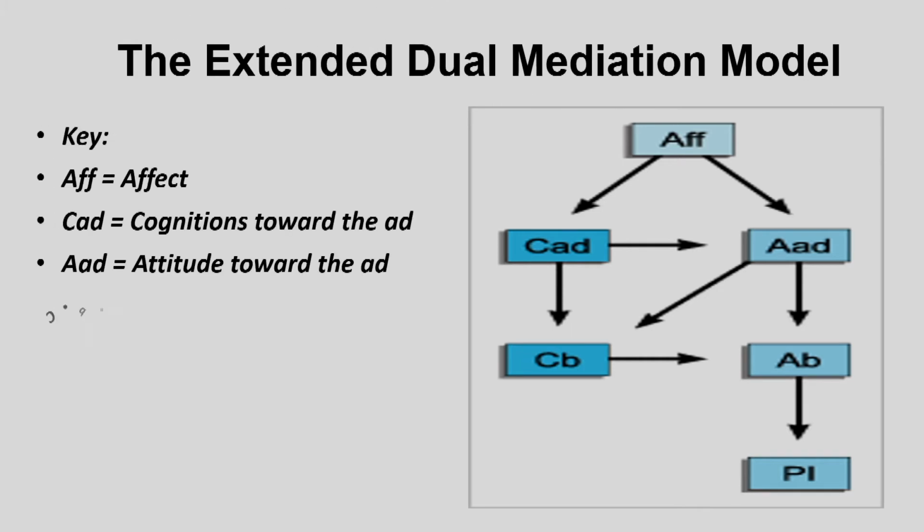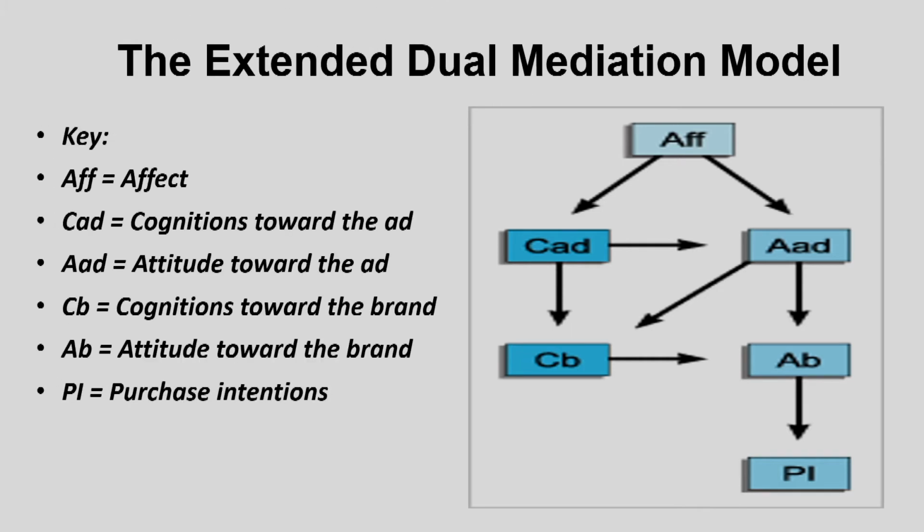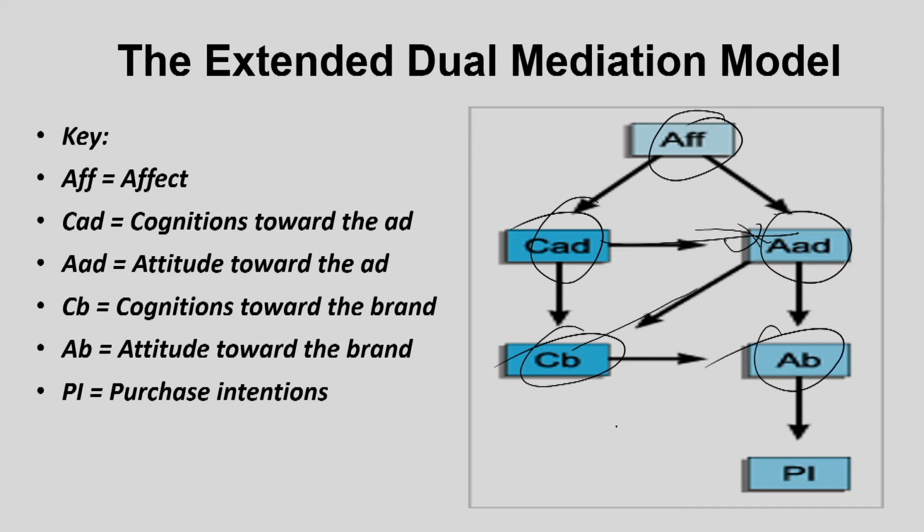So, the extended dual mediation model starts with an effect. An advertisement creates an effect which leads to your belief about the particular ad and attitude to the ad. The belief about the ad also leads to a change in the attitude towards the ad, which leads to cognition towards the brand, belief towards the brand, and attitude towards the brand, which finally leads to the purchase of the particular brand of interest.